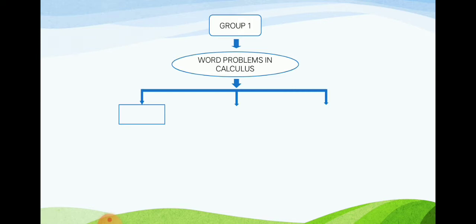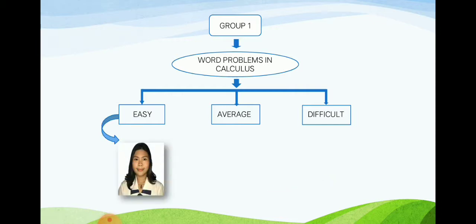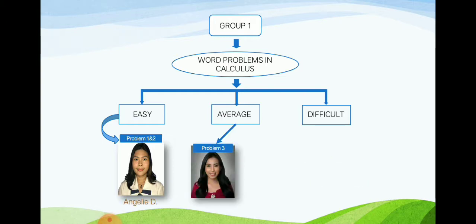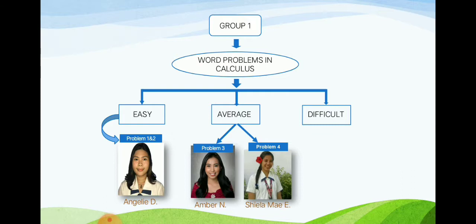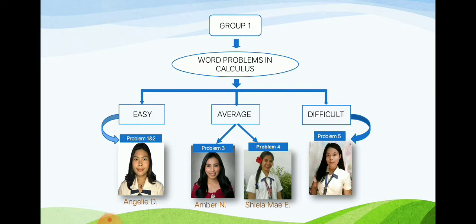Good day, everyone. This morning we are now down to the last topic, which is the calculus. I am Angela Rain M. Danioso, and I am going to present first for the easy round. Then we have Amber Waverly and Sheila May Estareja for the average round. And lastly, we have Charina Lopez for the difficult round. So without further ado, let us now start with the first problem on the easy round.